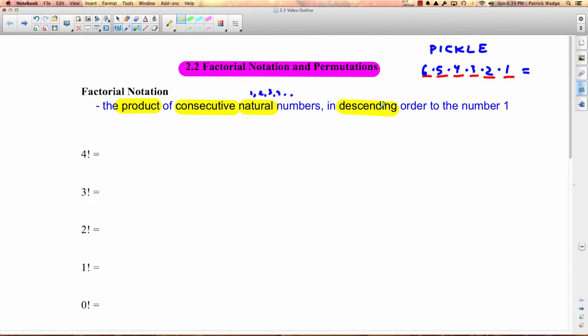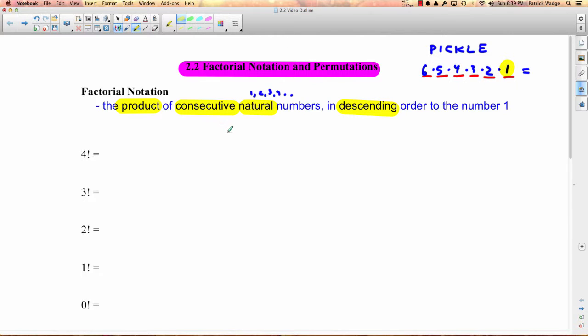In descending order, so actually this order is wrong because we want to be going down to the number 1. So it's the product of consecutive natural numbers that are going down until 1. And that's exactly what we have here. We have all natural numbers. They go down until the number 1. And we're multiplying them. There's the product in descending order. 6, 5, 4, 3, 2, 1.